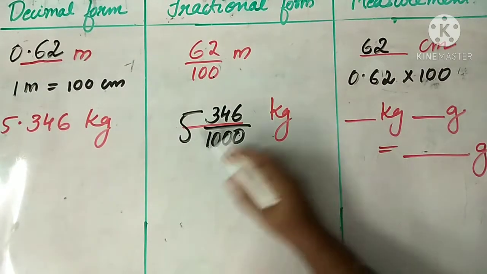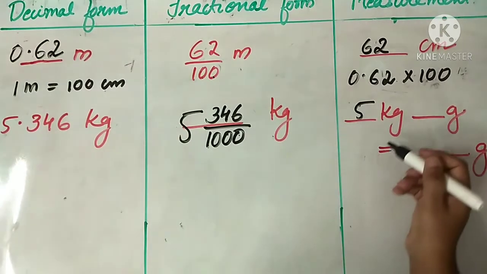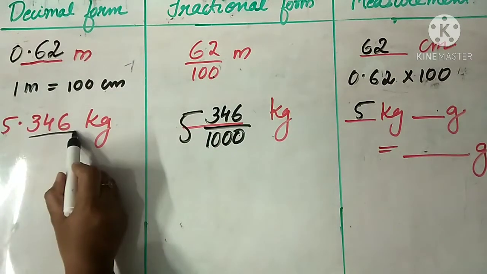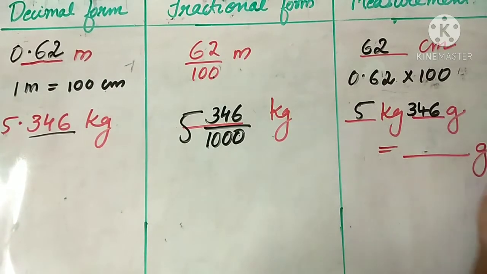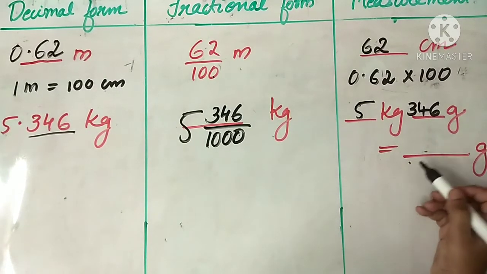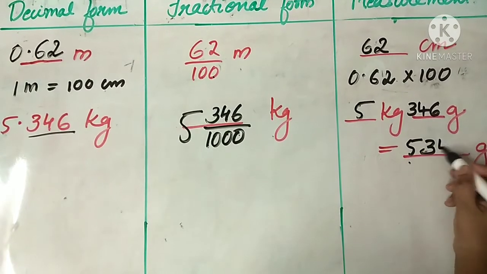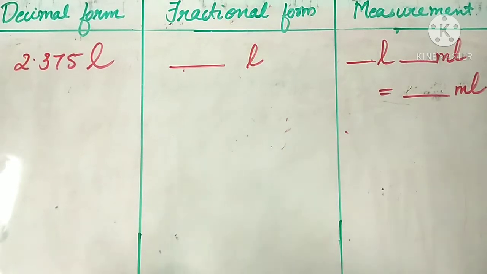Now we have to convert this into measurement. How? The whole number is kilogram: 5 kilogram. Then the balance is gram. 5 we write as kilogram and the balance we write as gram: 346 gram. And here we can write it as 5,346 gram.